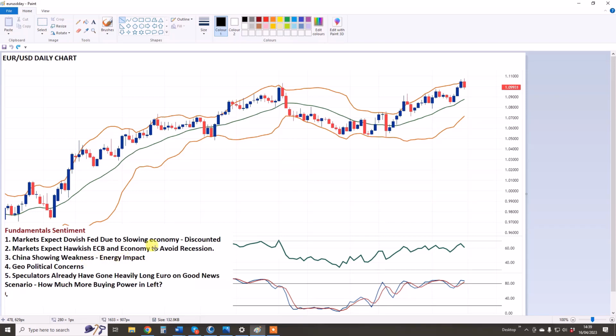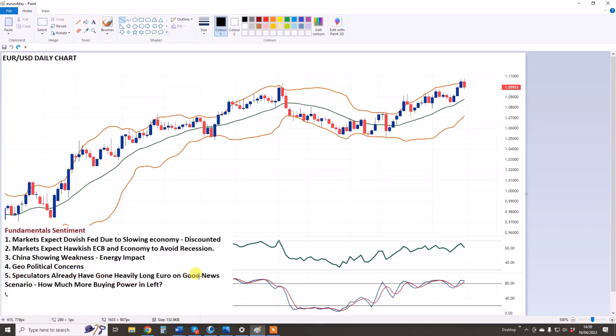Energy impact, I've already covered that, bearish euro. Geopolitical concerns and risk off, if they come into play, bearish for the euro. Plenty of geopolitical problems. You've got Russia, Ukraine, China, Taiwan. You've got just so many problems in the global economy. Banking crisis, I don't think that's over. So if we move to risk off, the dollar will strengthen.